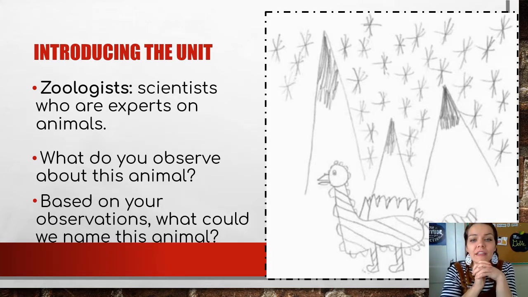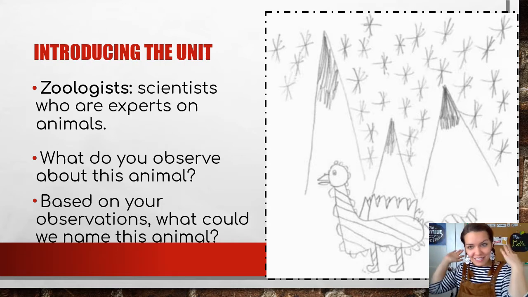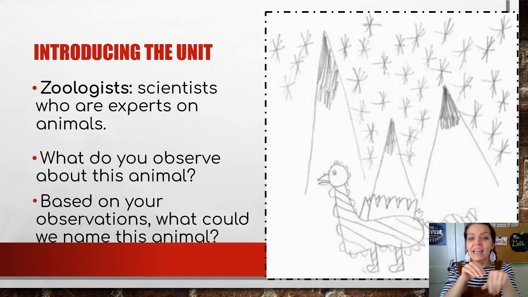So, if you were a zoologist, you would observe an animal that looks like this. And what might you notice? So if we're observing, we're using our senses. We, in this case, are just looking, but if we were in person, we might also listen. By looking at this animal, you can see it has stripes. You can see it has spikes on its back, a beak, and it also lives in the mountains. You can observe its environment.